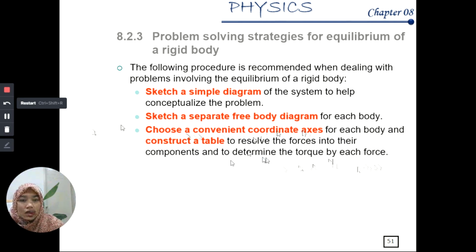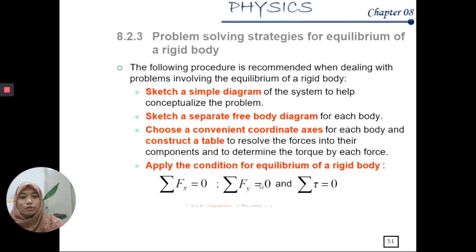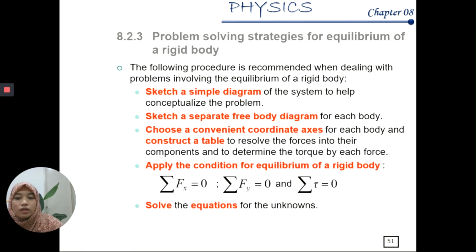Choosing a convenient coordinate axis means you need to choose a pivot point. Normally, we choose a pivot point that has more than one unknown force, so no need to construct a table. I will show you step by step how to solve the rigid body question. And then, most important, you need to apply the conditions for equilibrium of a rigid body. We have two: summation of torque equals 0 and summation of force equals 0. Then we can solve the unknowns from the equations.